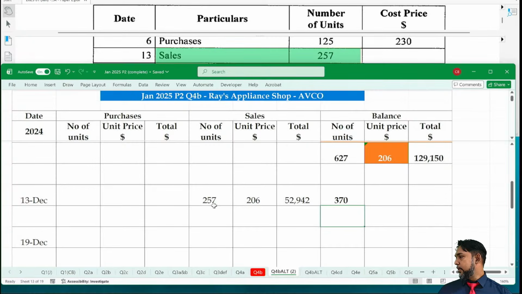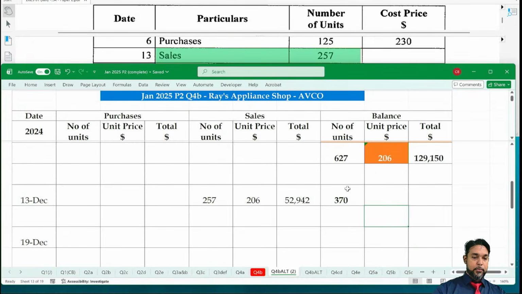All right, we're continuing the January 2025 Paper 2, Question 4. It's a stock valuation question using AVCO, or weighted average. We didn't start too long ago, and people keep popping in, so I'll keep starting over. Let me just finish something here first, and I'll let you know.